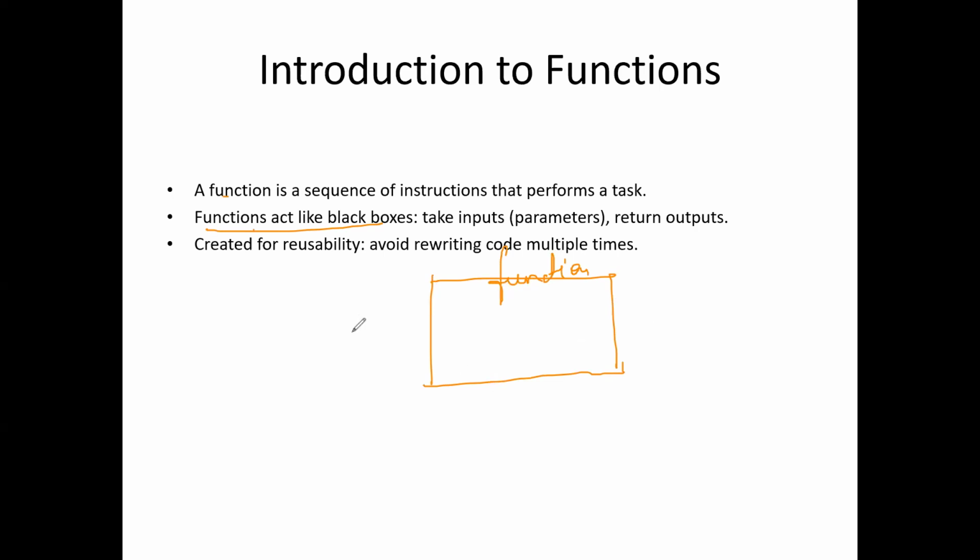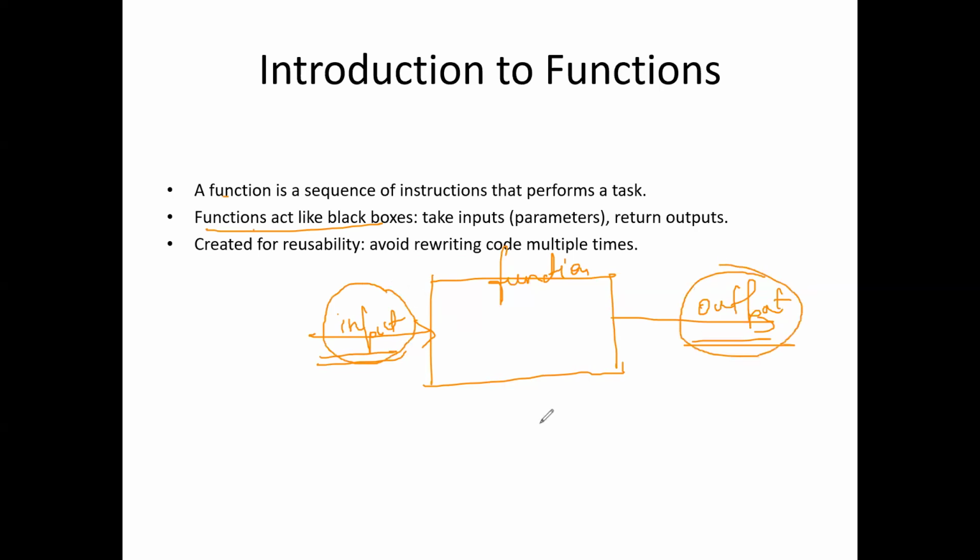You need not know what it's doing. You can just send the inputs into it, and what will you get? You will get the output. Whatever the function is returning, that is your output, isn't it? So this is a black box. It will take the input parameters and return the outputs to us. This is how a function basically works.